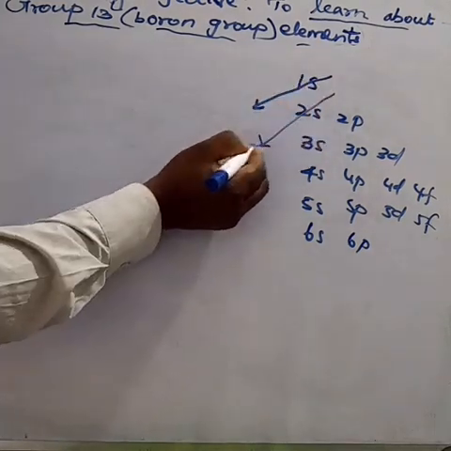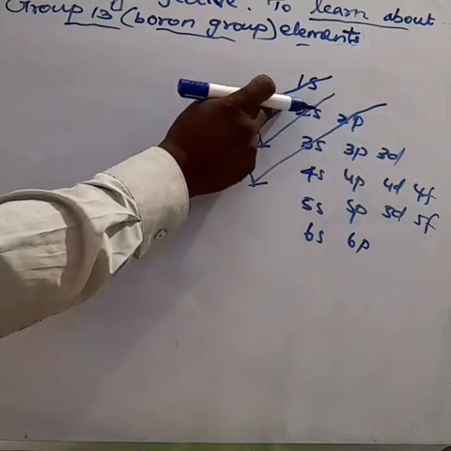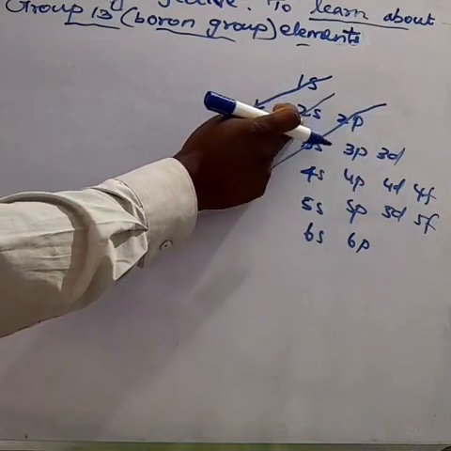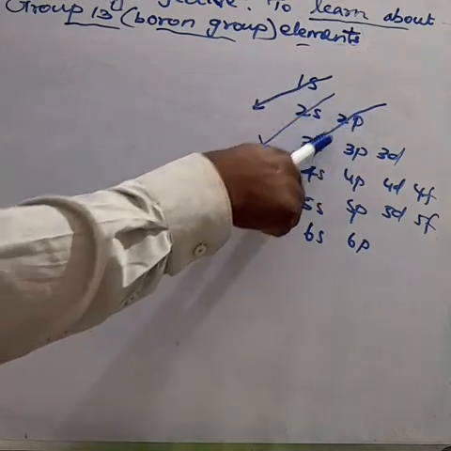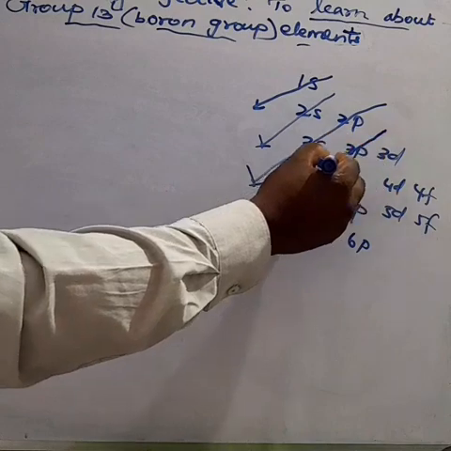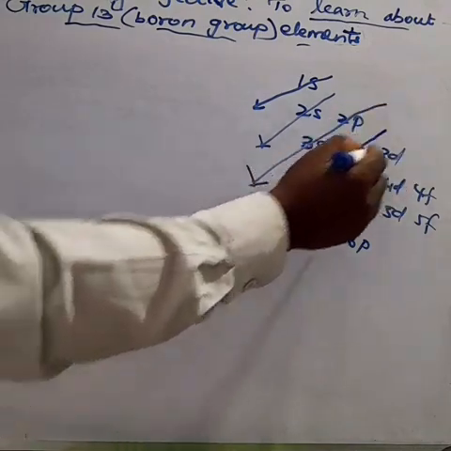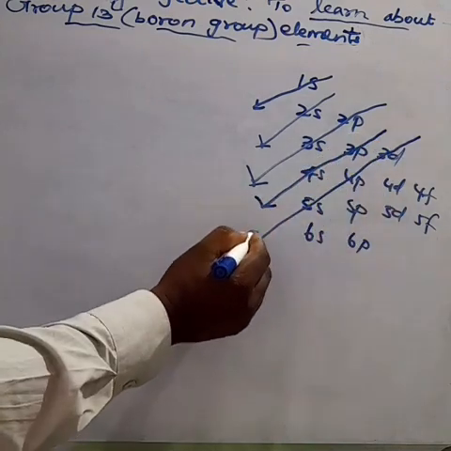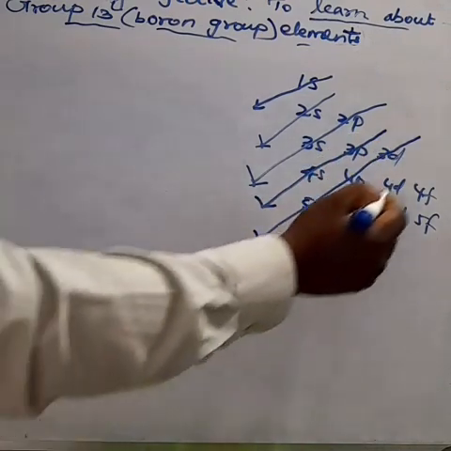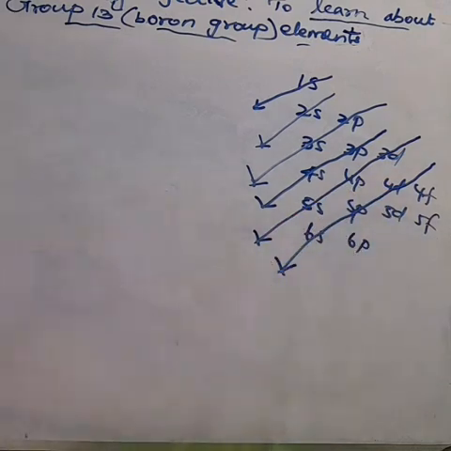First you have to draw arrows, one cut, second one cut, third like that. First we are taking only 1s, second also only 2s. Next we take 2p and 3s. Next we again take 3p and 4s. Next 3d, 4p, 5s. Next again 4d, 5p, 6s, like that, etc.